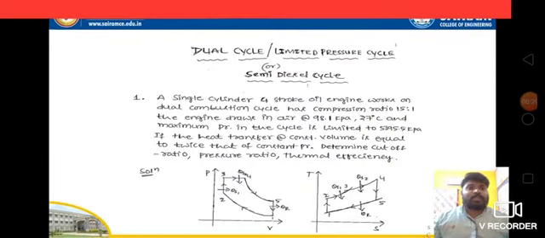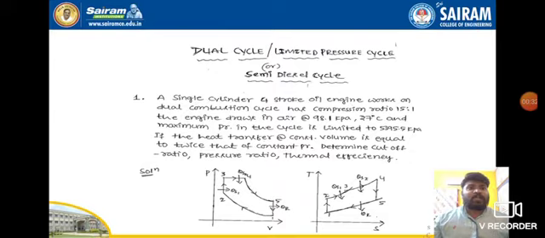So this is dual cycle, and it is also called a limited pressure cycle. The pressure will be limited, that is why it is called a limited pressure cycle. It is also called semi diesel cycle, because the dual cycle is a combination of the Otto and diesel cycles. Both are combined, so that's why it is called semi diesel cycle. So straight away we'll go to the numerical.